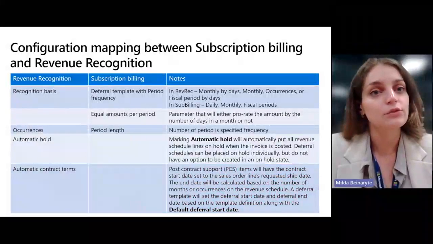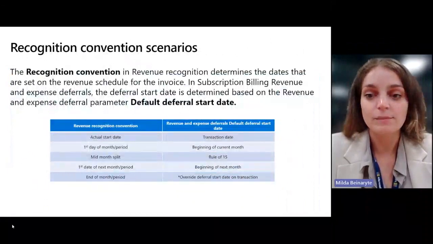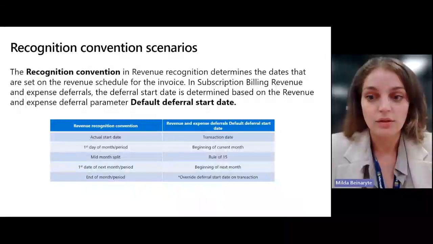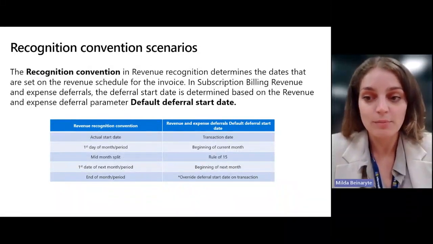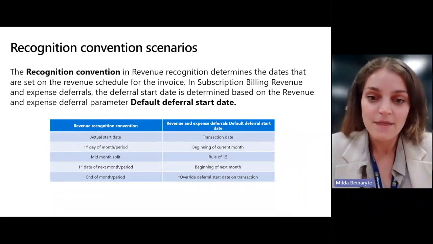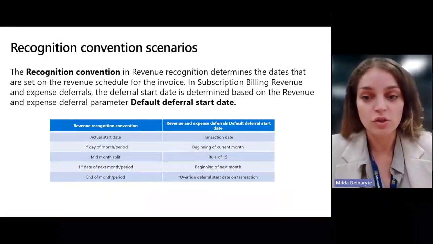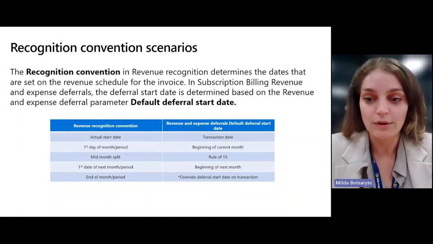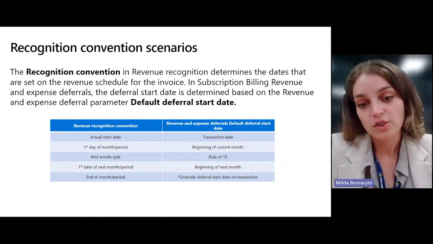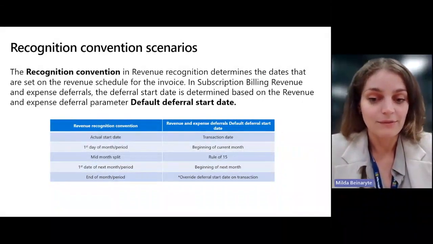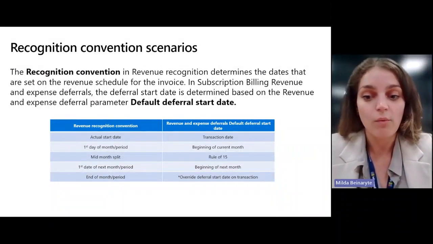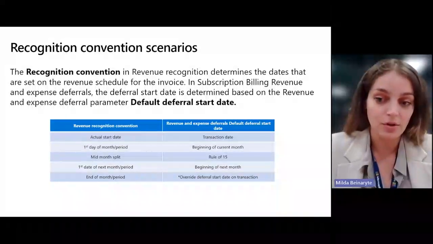Now, if we delve into more details and look at the scenario specifically for default deferral start date, in revenue recognition convention, this is now represented by the same default deferral start date parameter. So you can see on the left side, the configuration on the revenue recognition convention, and in subscription billing, revenue expense deferrals, default deferral start date. Out of all of these configurations, you should check the last one specifically, end of month period, which in subscription billing now requires override deferral start and end date on the transaction.